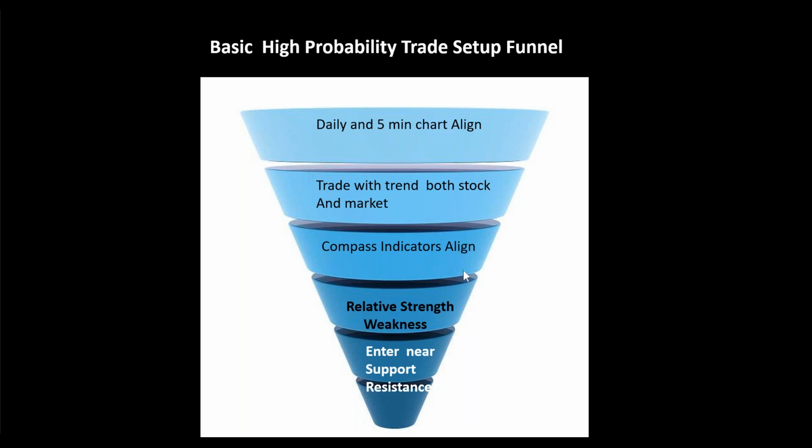Sometimes there is no trend. And then I use the compass indicators, or the SPY Super System indicators, to make sure institutions are in the trades. And if the institutions are in the trades, then that qualifies. And then I look at relative strength and relative weakness. And then I look at if we're near support or resistance. If all of these things are correct, it drops out and becomes a prospect to make a trade.